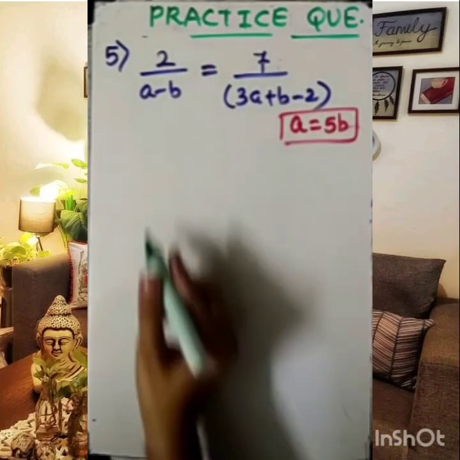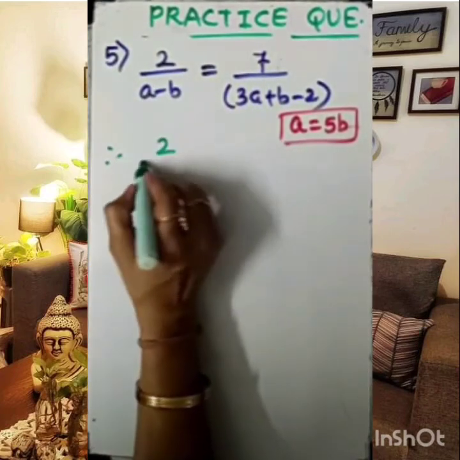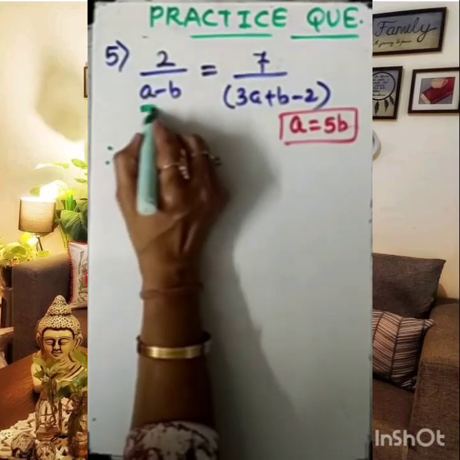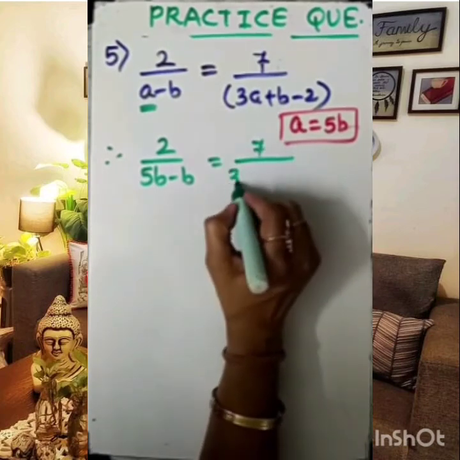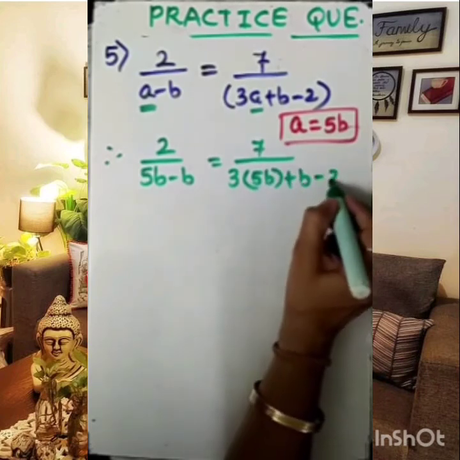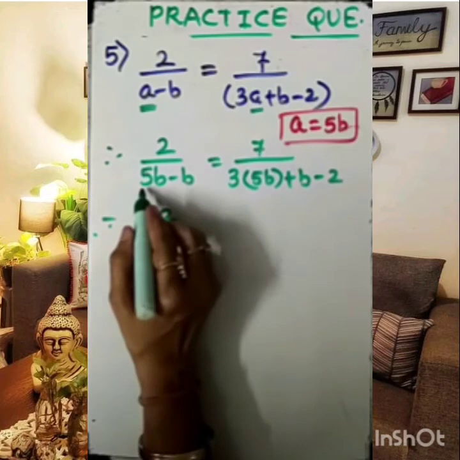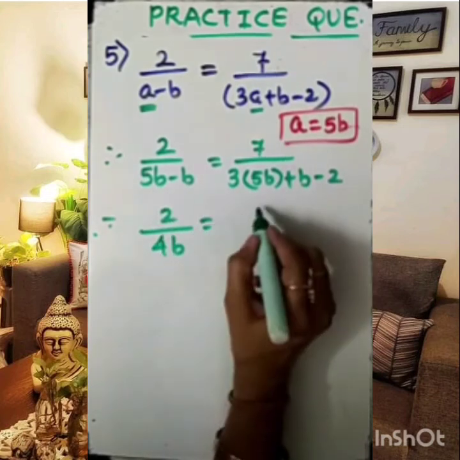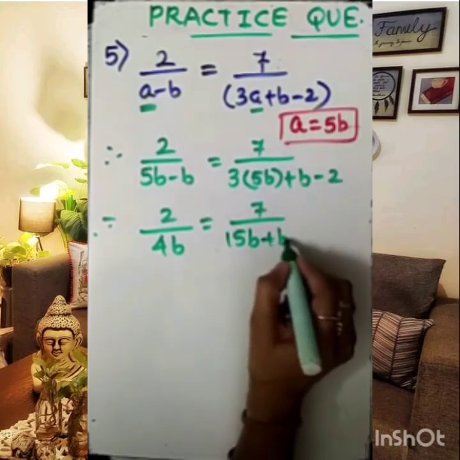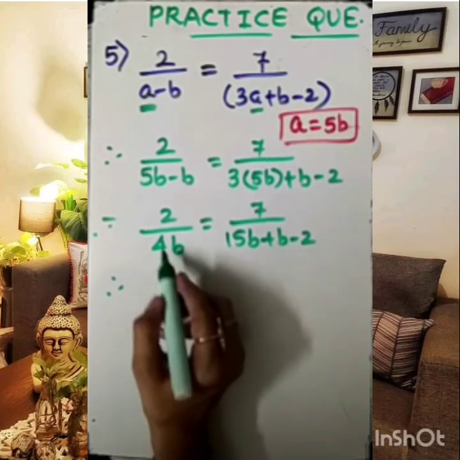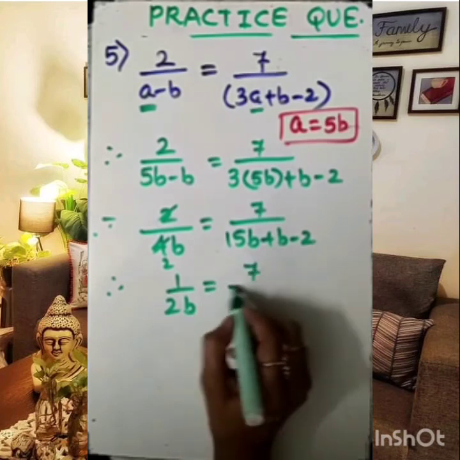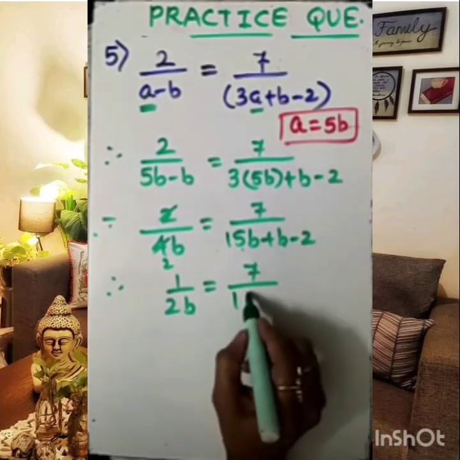Dear student, here I am putting the value of a. In place of a, I can write 5b, so 5b minus b. Here 3 is already there, and in place of a, I write 5b, and then plus b minus 2. Next, 2 upon 5b minus b is 4b, and here it is 7. 3 times 5 is 15b plus b minus 2. If I simplify, it will be 1 upon 2b equals 7 upon 15b plus b, which is 16b minus 2.